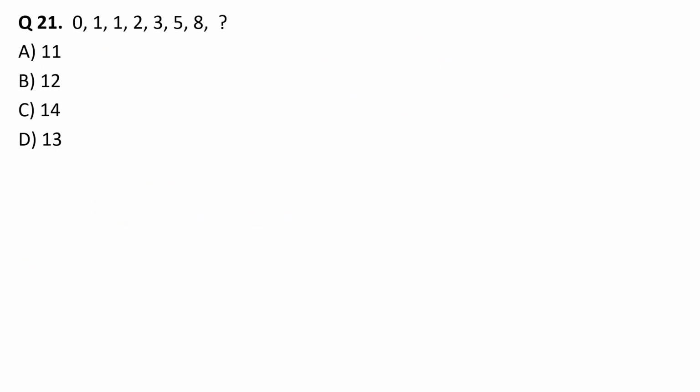Okay, next we have 0, 1, 1, 2, 3, 5, 8. So the options are given. Here this series is called the Fibonacci series or Fibonacci sequence. Adding the first two terms, we get the third one. If you see, 0 plus 1 is 1. 1 plus 2 is 3. Then 2 plus 3 is 5. 3 plus 5 is 8. 8 plus 5 will be 13. So your answer is 13.